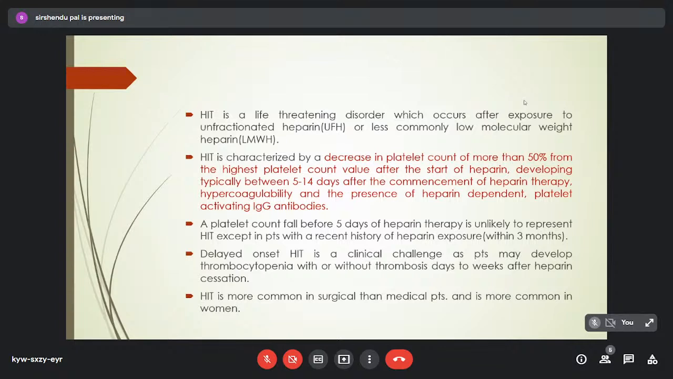Heparin-induced thrombocytopenia is characterized by a decrease in platelet count of more than 50% from the highest platelet count value after the start of heparin, developing typically between 5 to 14 days after the commencement of heparin therapy. It is characterized by hypercoagulability and the presence of heparin-dependent platelet-activating IgG type of antibodies. A platelet count fall before 5 days of heparin therapy is unlikely. A clinical challenge is that patients may develop thrombocytopenia with or without thrombosis days to weeks after heparin cessation. Heparin-induced thrombocytopenia more commonly affects surgical patients and is more common in females.